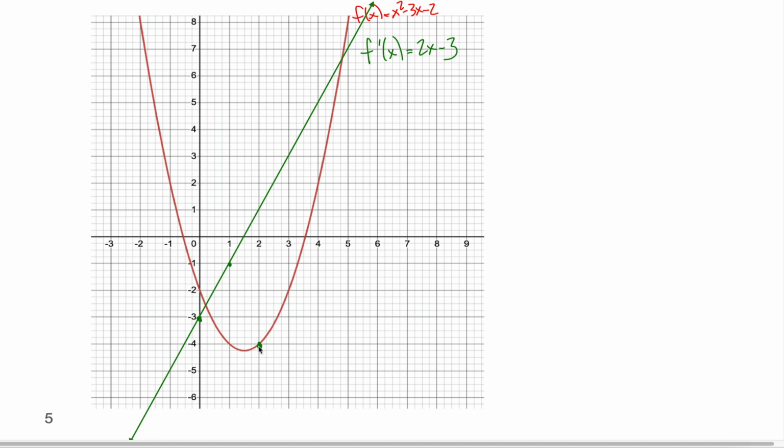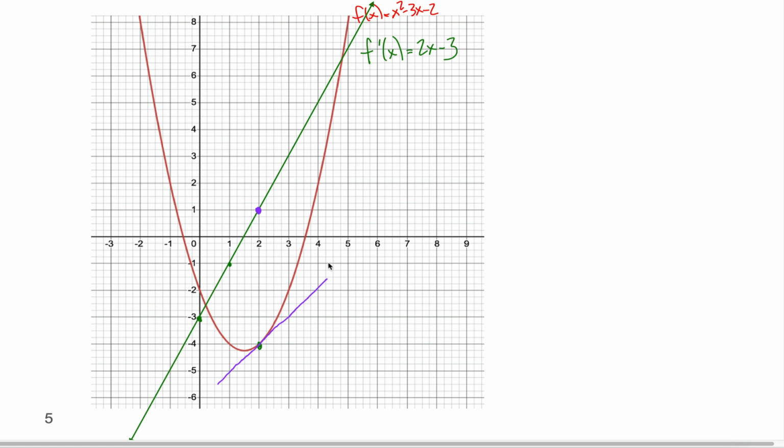Think about this point right here. There's a tangent line to this curve at this point. It looks more or less like this. What is the slope of this line? Kind of appears to be 1, yeah, because the height of this graph in green is exactly 1.